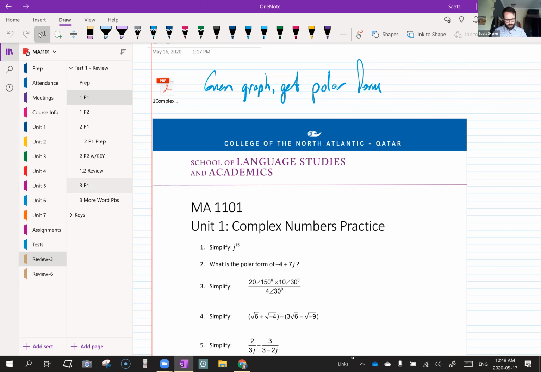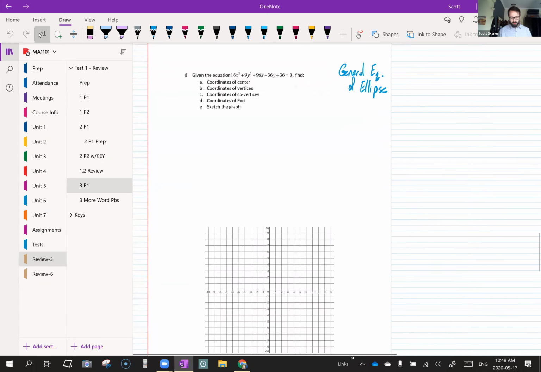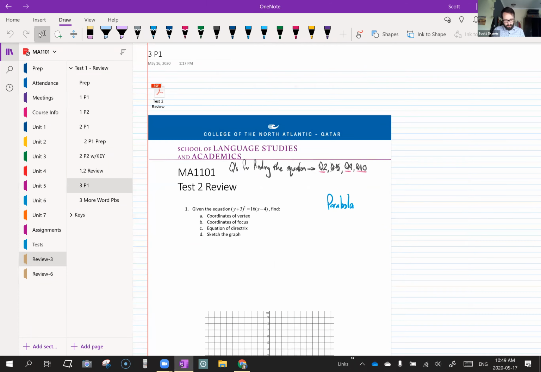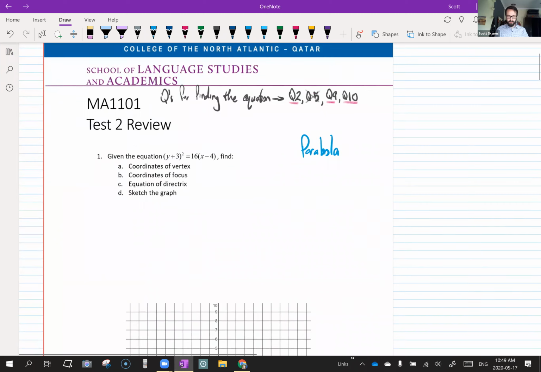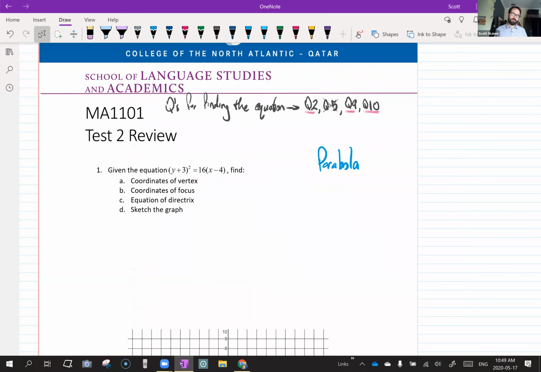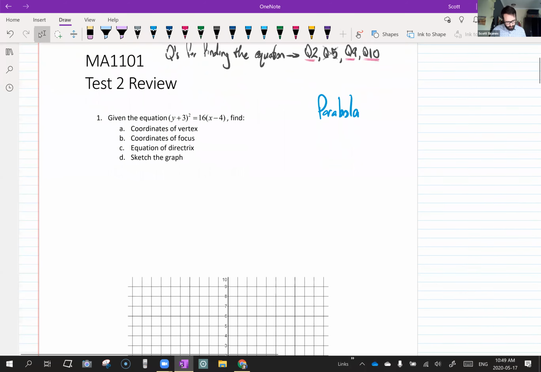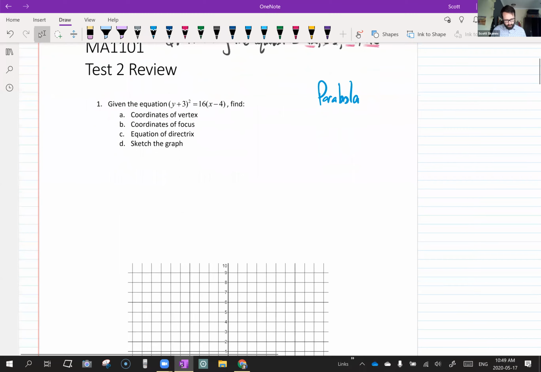So first things first, I'm going to jump to the Unit 3 review. It's also called Test 2 review, but that's just labeled differently inside. The important thing is the questions. I want you to make sure you can find the equation of something given information, because on your assignment, you were terrible at that. So let's go ahead and do that. Questions 2, 9, and 10 are pretty good for that.